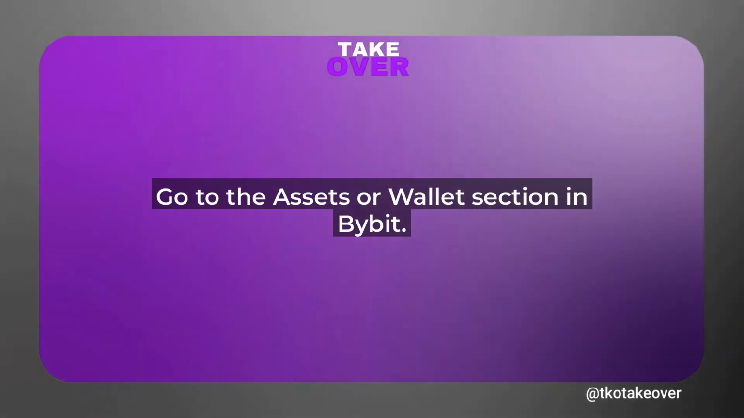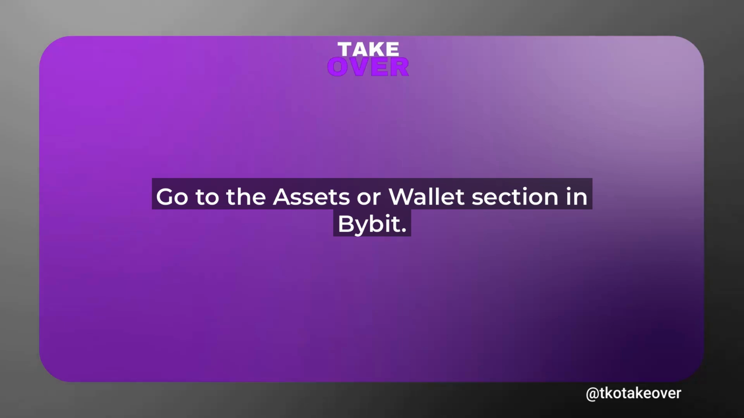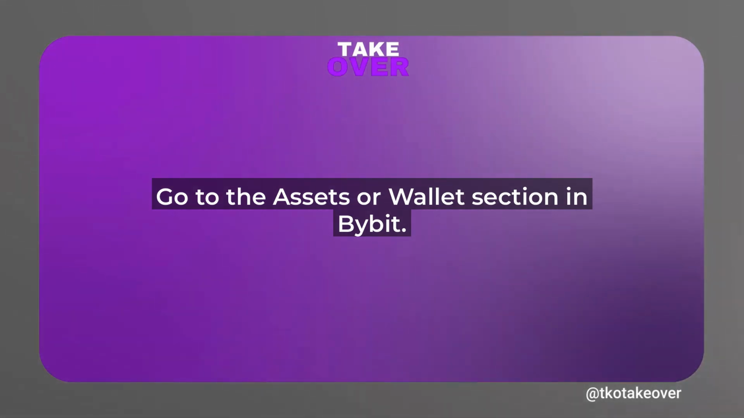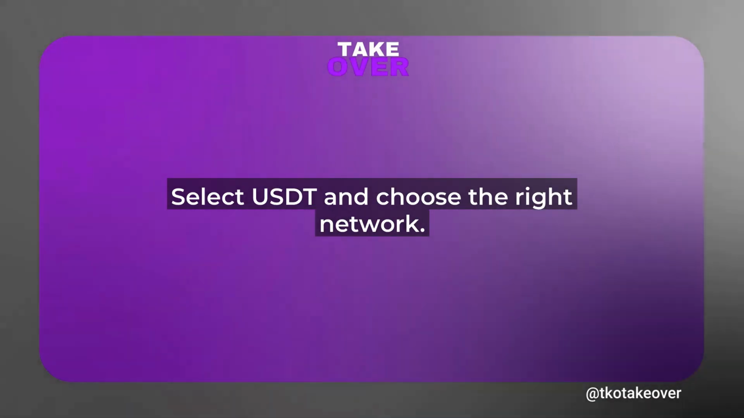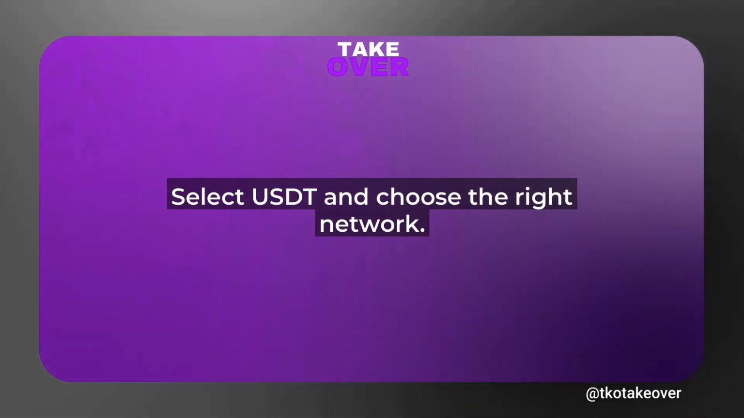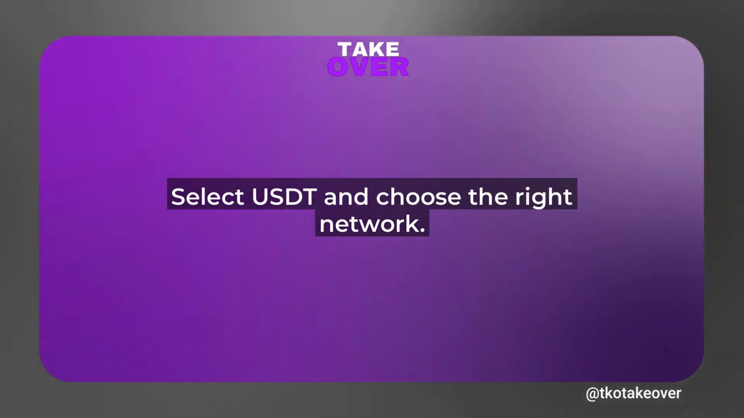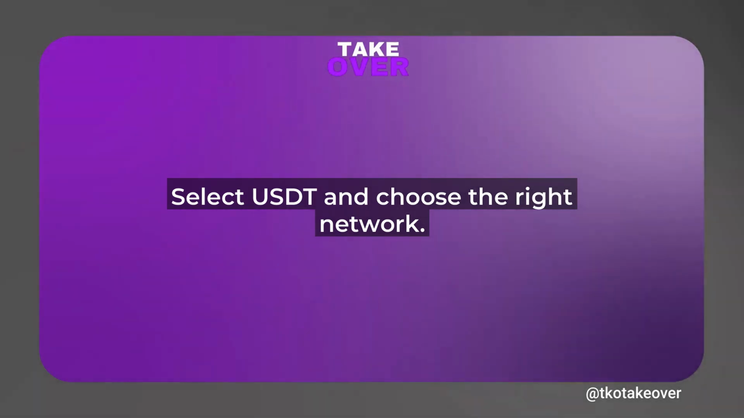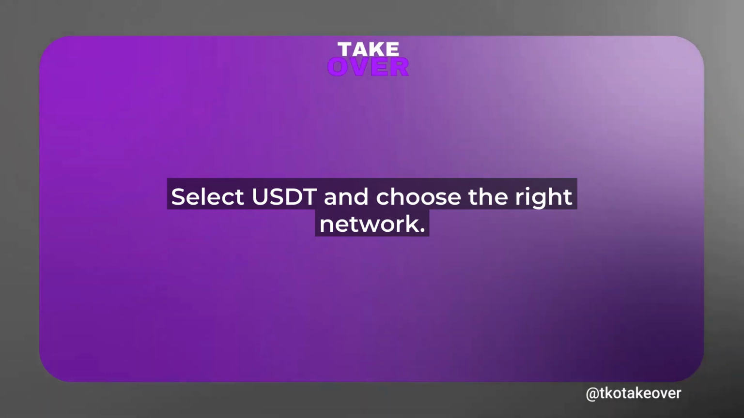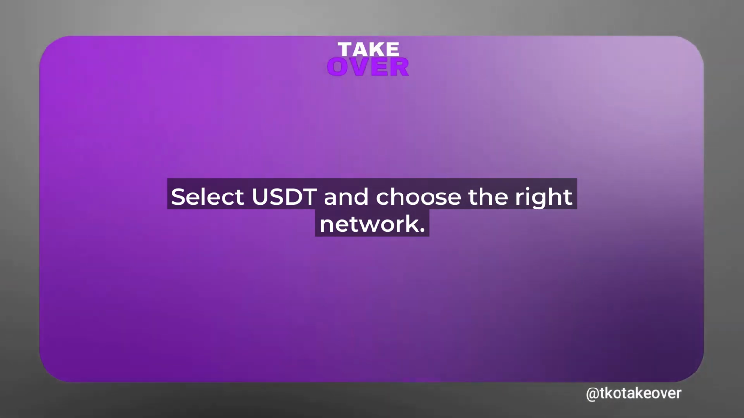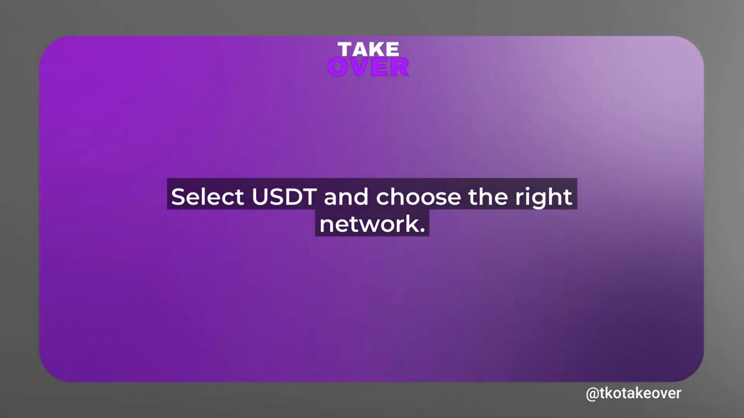Next, select USDT from your list of assets. Bybit supports various networks for USDT, like Tron, TRC20, or Ethereum, ERC20. So double-check which one you're using to avoid any transfer issues. Click on Deposit for USDT, and Bybit will generate a unique wallet address for you. Copy this address carefully. It's your key to success here.